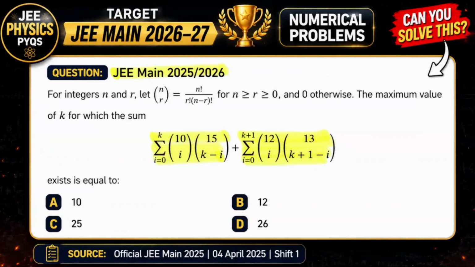We are given, for integers n and r, this equation, where the binomial coefficient is 0 otherwise for r lying outside 0 to n. We have to find the maximum value of k for which this given sum exists.